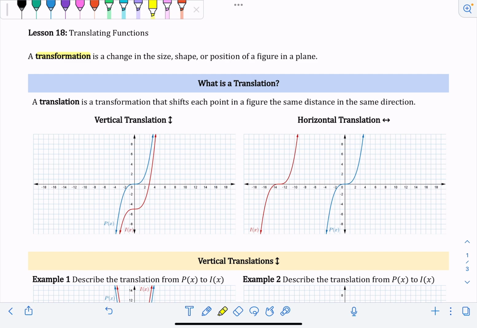And then moving down to the next section, what is a translation? A translation is a type of transformation that shifts each point in a figure the same distance in the same direction. So you can have vertical translations, that's when you just move up or down. You can have horizontal translations, that's when you just move left or right, or you could have a combination of the two. So like say up and to the right or like down and to the left.